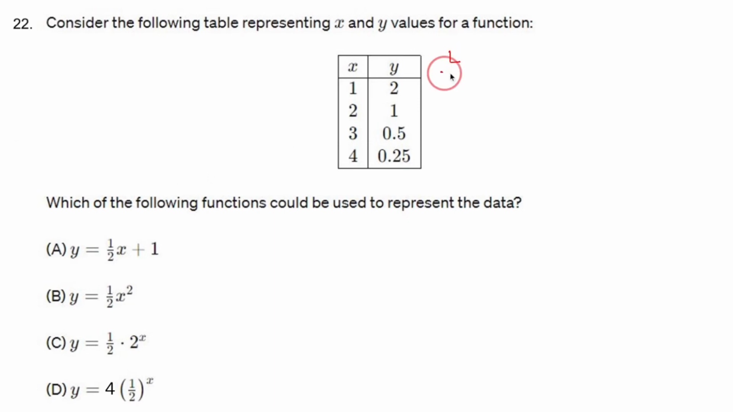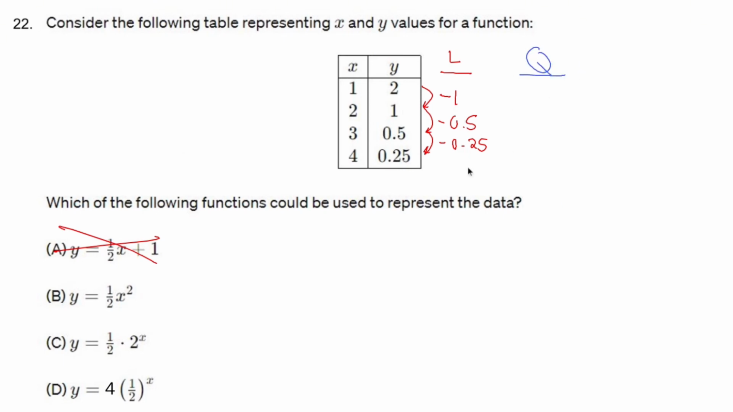The way you find out if something is linear is you see what you have to add to these numbers and see if it's the same number. Find the rate of change. To get from 2 to 1, you subtract 1. To get from 1 to 0.5, you subtract 0.5. To get from 1/2 to 1/4, you subtract 1/4. So these are not the same number. These are not linear.